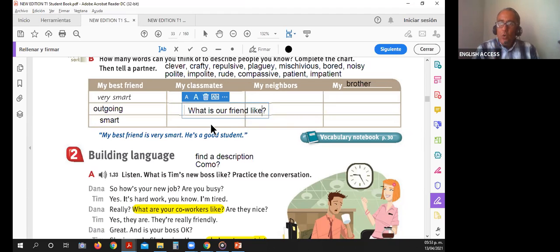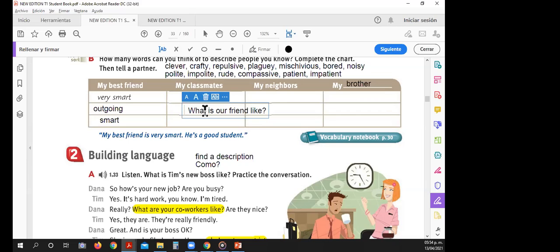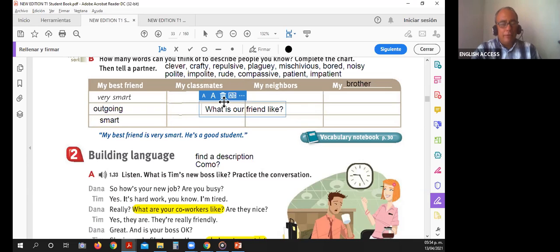In this case, we use like to ask about the personality. Like in this case is used to ask for the personality. And we always use what. If you remove what, si quitas what aquí, is your friend like what? ¿Es tu amigo como qué? No. What is your friend like? ¿Cómo es tu amigo? Like se utiliza es como para describir algo. ¿Cómo es esa persona? ¿Cómo es eso? In this case, the personality.